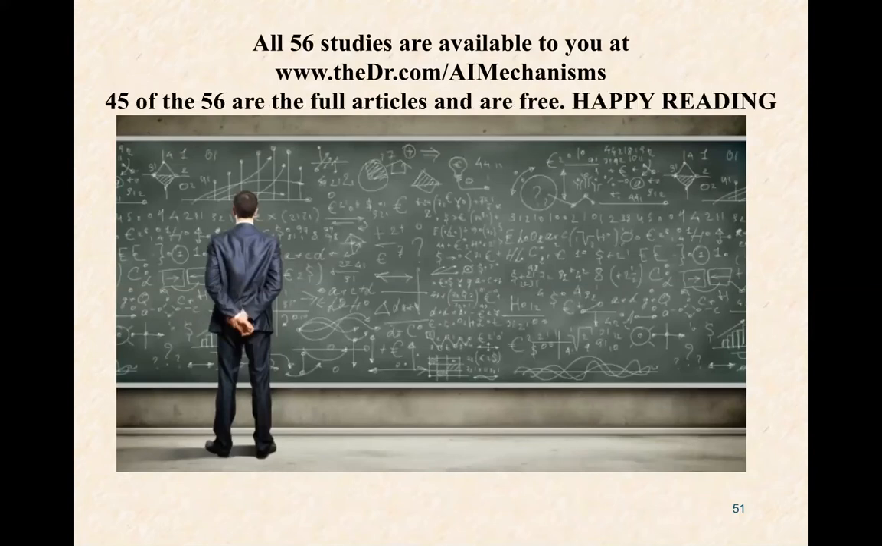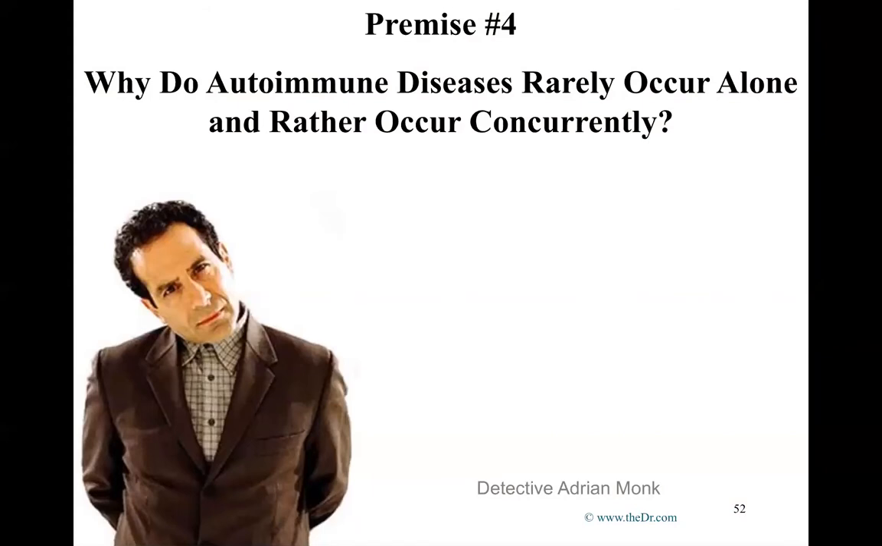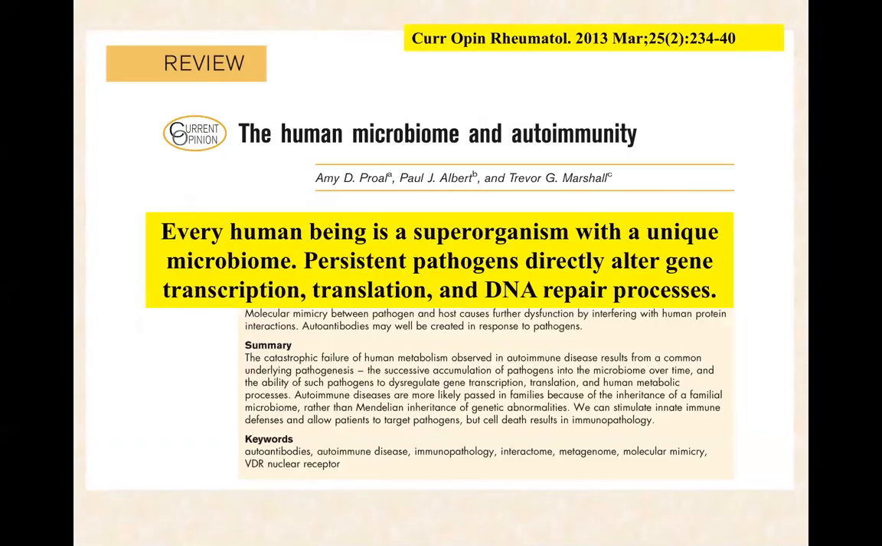So there you go. Hopefully, I'm going to stimulate you to where you're going to want to read more about this. And in 6 months, just reading a little bit every week, you've got this down and you can speak to anyone about it. Why do autoimmune diseases rarely occur alone and rather occur concurrently?